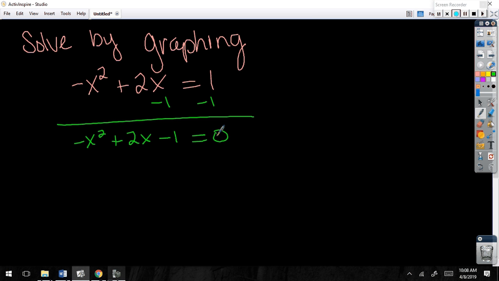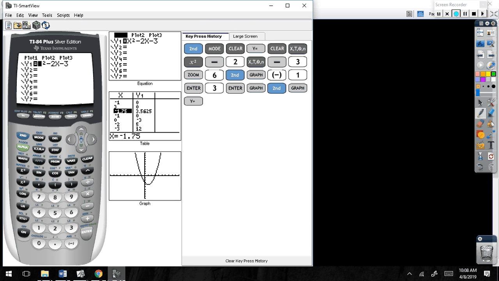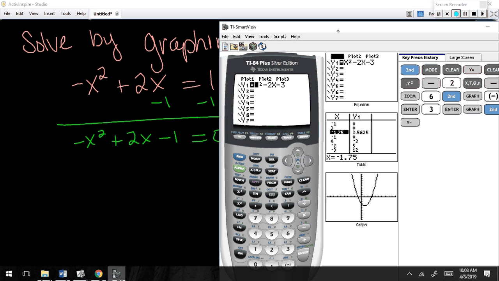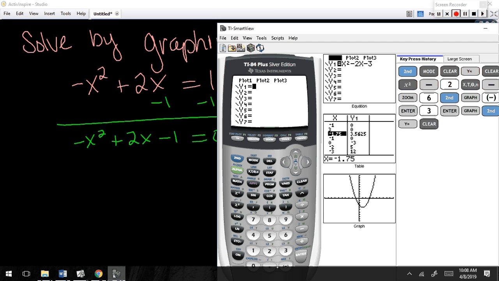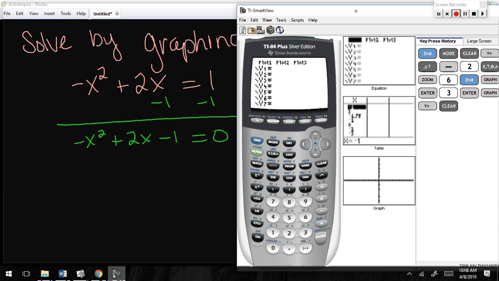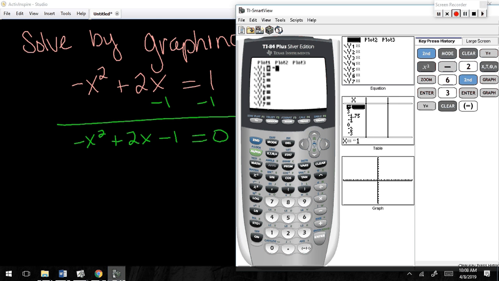All right, let's graph it and let's see what happens. Be very careful when you graph this because this is the negative button, this is the subtraction button. Okay, they're different. You'll get an error if you use the wrong one. All right, negative x squared plus 2x under the 3, minus 1.